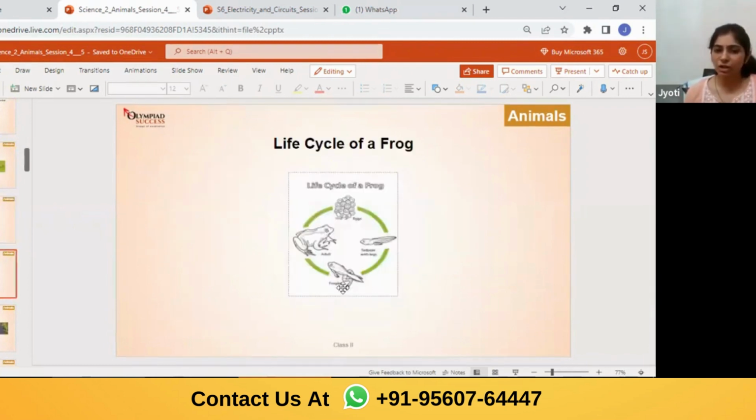Coming to the life cycle of a frog, which is again a 4-stage life cycle. And a very important thing in frogs, I told you that when the frog is in the tadpole stage, it breathes through gills. Remember that. Whenever the frog is in the tadpole stage, it breathes through gills. And when an adult frog is formed, it breathes through lungs. These gills develop into lungs when the tadpole develops into the adult frog. Remember that. This is a very important thing.